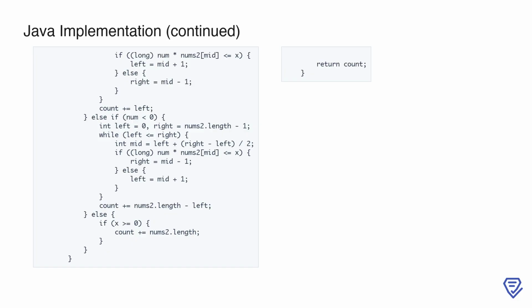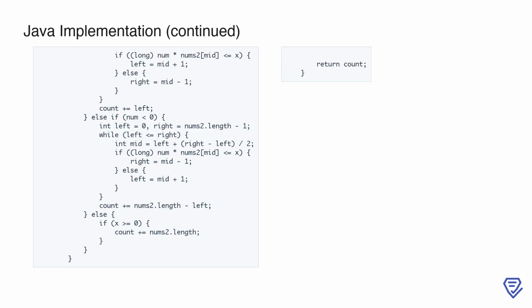If the current number is positive, we use binary search on nums2 to find the largest index where the product of the two numbers is still less than or equal to x. The count is then updated by adding the number of valid pairs. If the current number in nums1 is negative, the process is similar, but the logic for updating the bounds of the binary search is reversed because the product decreases as we move along nums2.